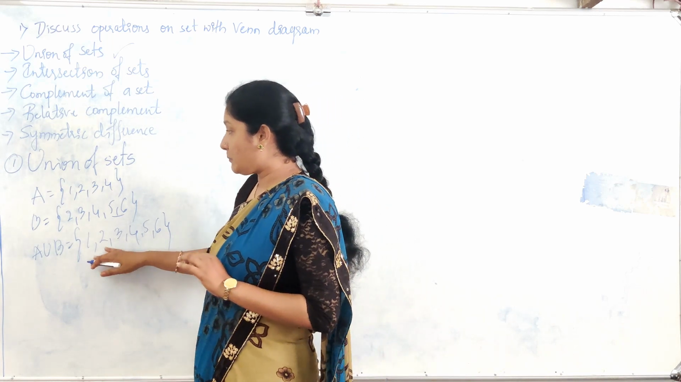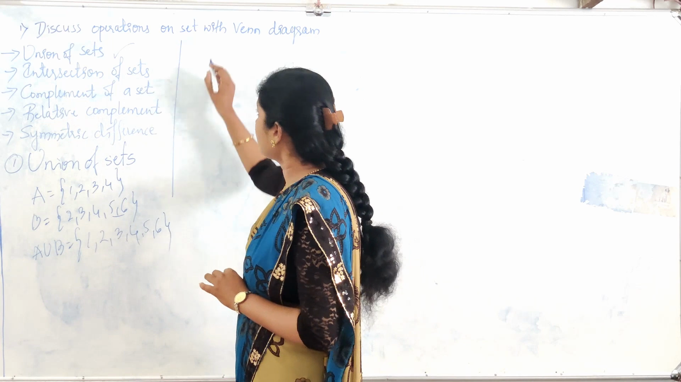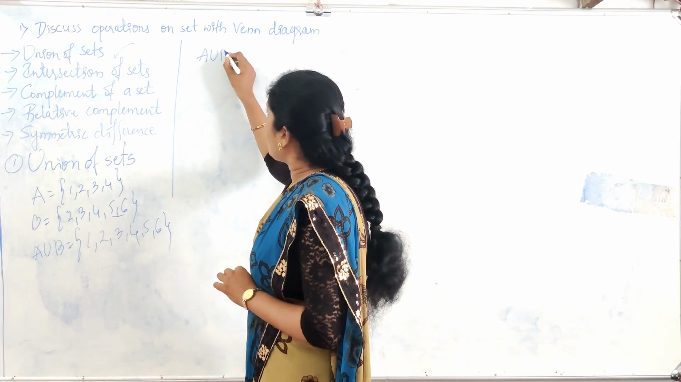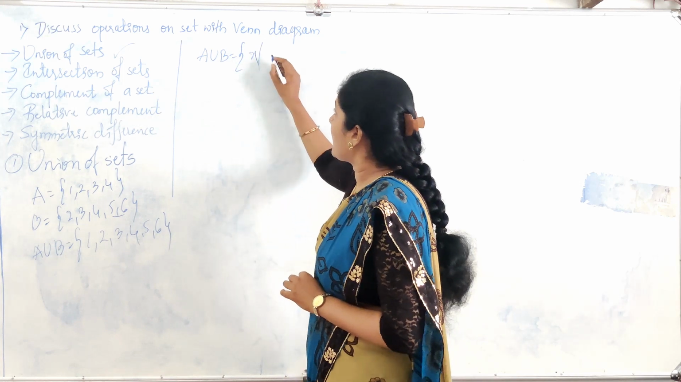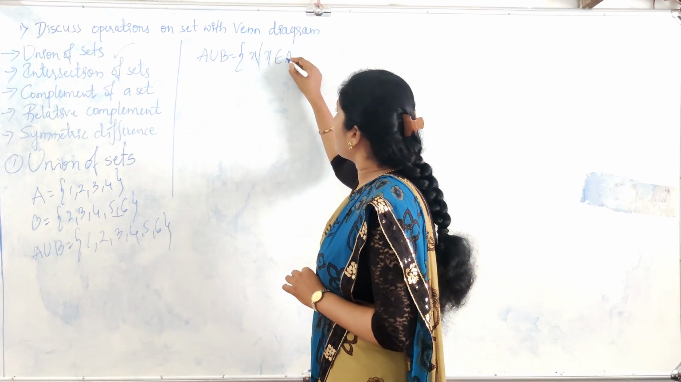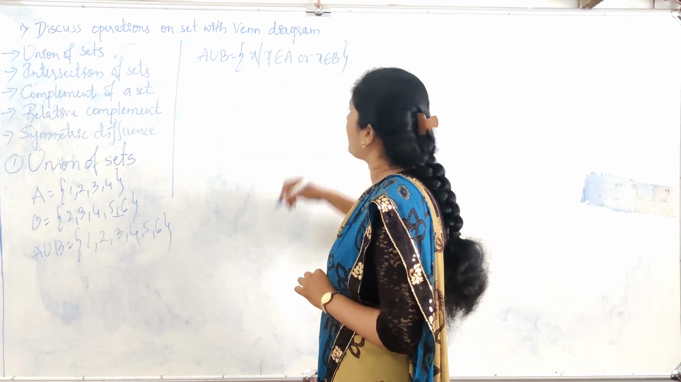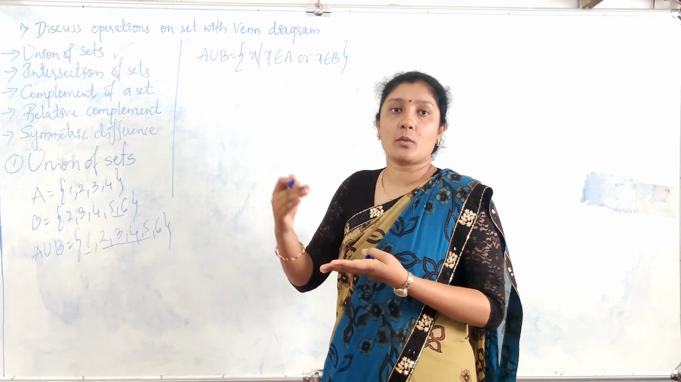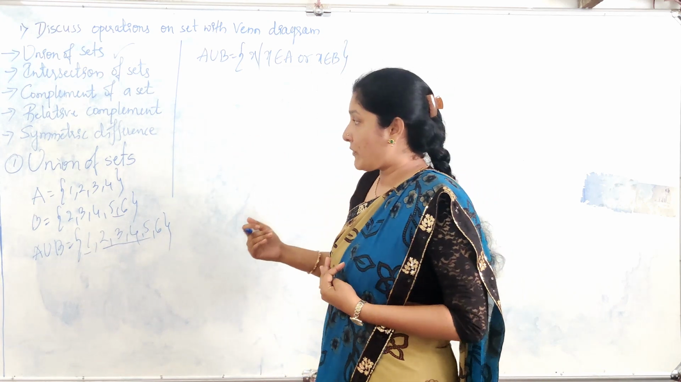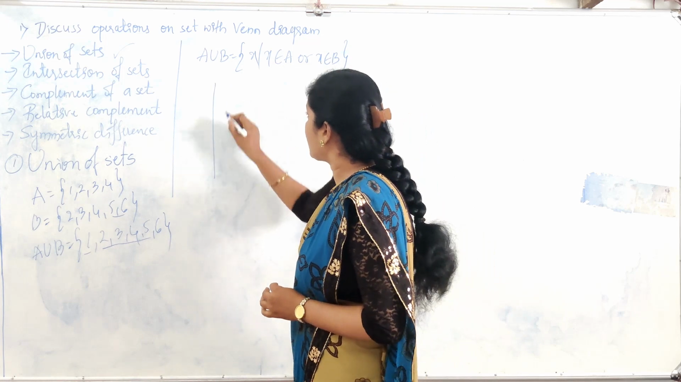So in general, this is an example. General format will be like this. A union B is equal to variable x such that x belongs to A or x belongs to B. Means the element of union set may belong to either A or B. Okay. So in the Venn diagram, it will be like this.